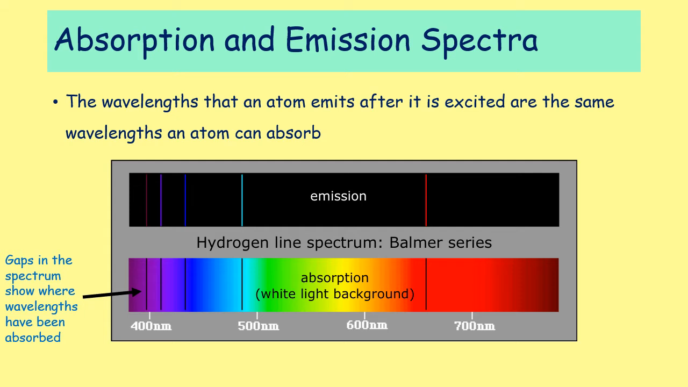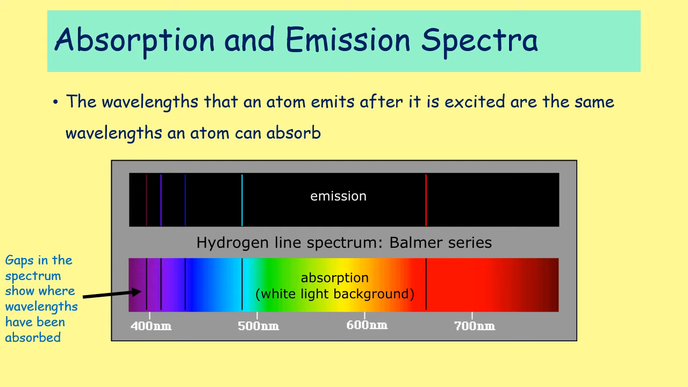So remember, every atom will absorb radiation at a very specific set of wavelengths, and it will also emit photons at the same specific set of wavelengths. This is dependent on whether or not the electrons are being promoted, that is when it will absorb radiation, or whether the electrons are falling back down to lower energy levels, that is when it will emit radiation.